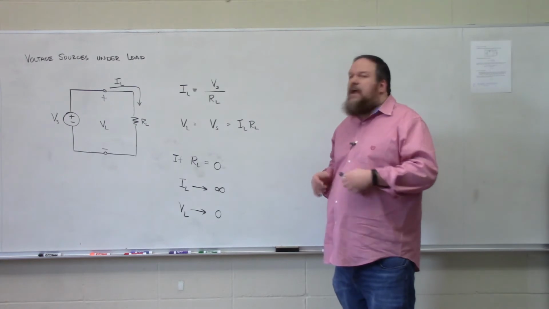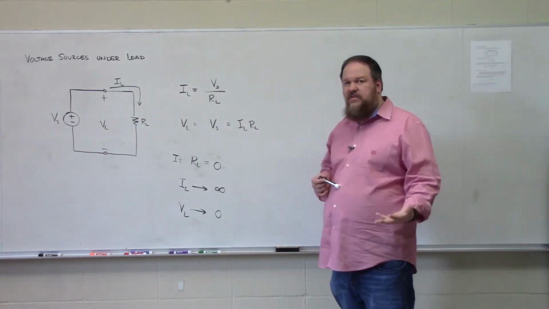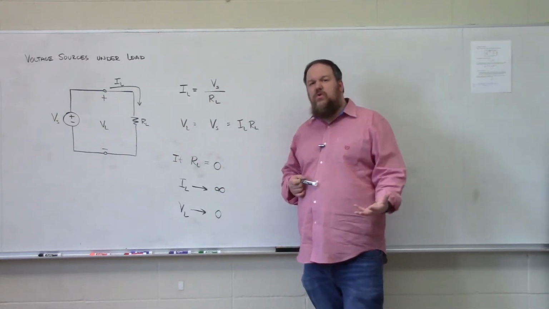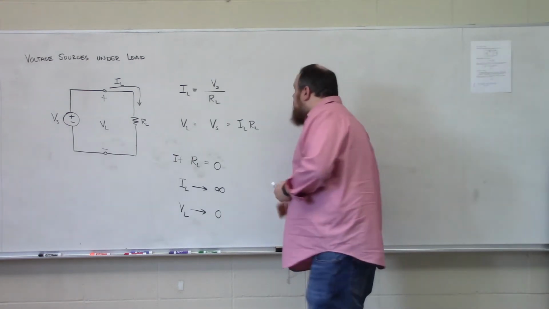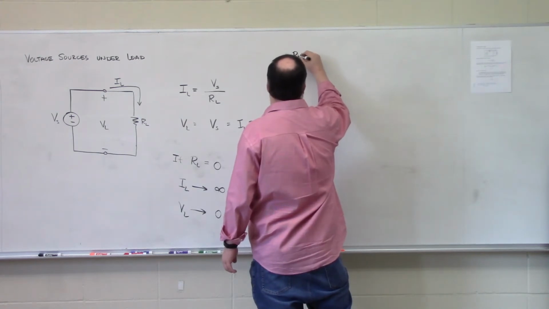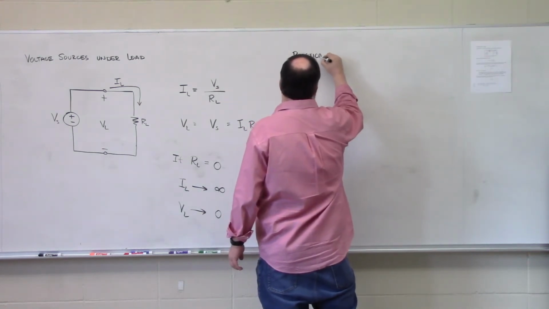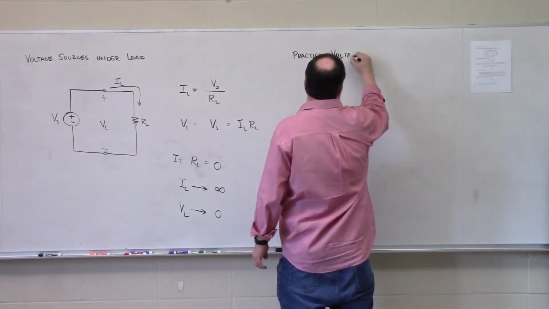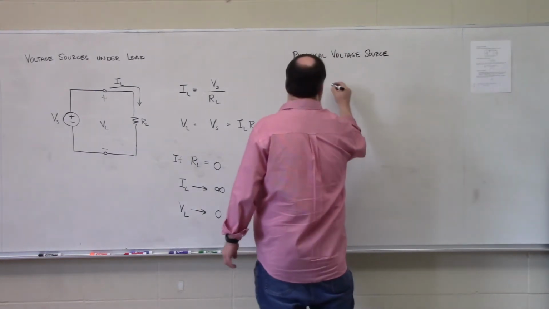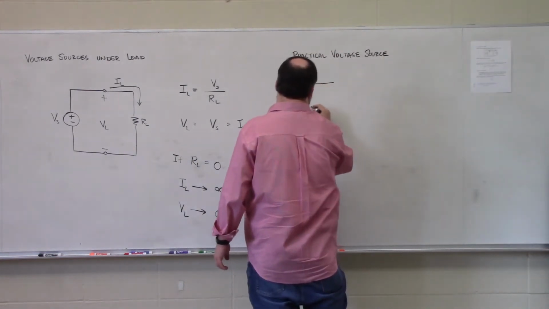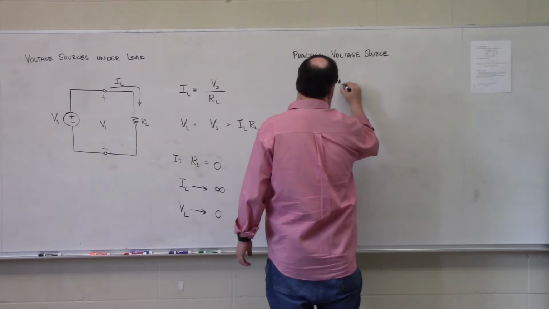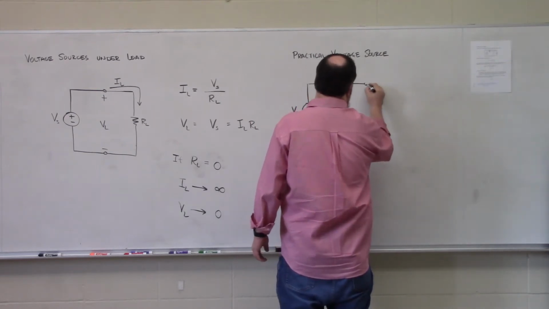So in practice, a real voltage source, or a practical voltage source, contains an internal source resistance whose role is to limit the current. So if we had a practical voltage source, Vs in series with some source resistance Rs.